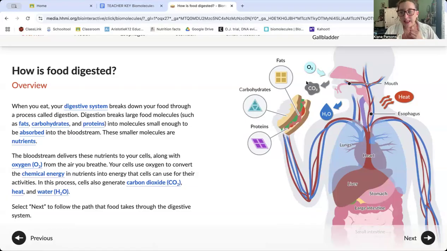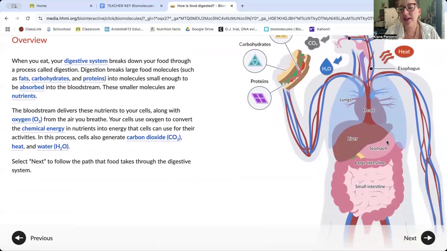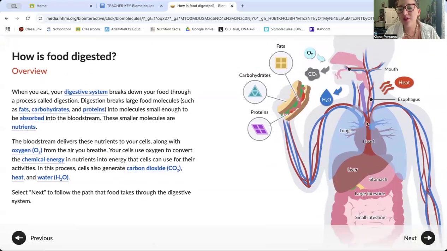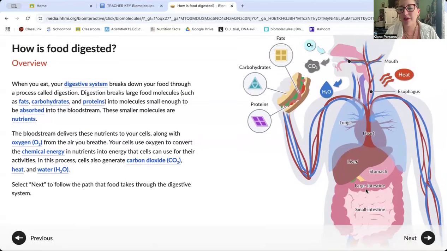We can also see the digestive system laid out for us, starting at the mouth. We can see the heart and the lungs there, important for our general survival, and also the cardiovascular system. But we're focusing here on the mouth, the esophagus, the liver, the stomach, the large intestine, and the small intestine. And you can't see the pancreas, but we're going to talk about the pancreas as well.